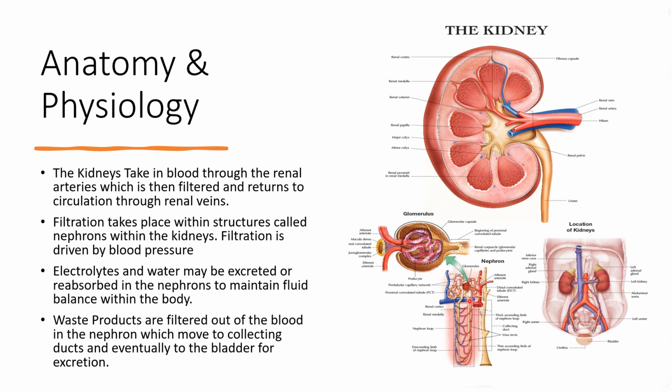At different sections of the nephron here, different nutrients, electrolytes, and water may be reabsorbed back into circulation. So again, electrolytes and water may be excreted or reabsorbed in the nephrons to maintain fluid balance within the body. Waste products are filtered out of the blood in the nephron, which move to collecting ducts and eventually the bladder for excretion, just like I said. Surprisingly, some of these waste products may actually be reabsorbed into the body, such as urea, just to maintain a balance within the body.